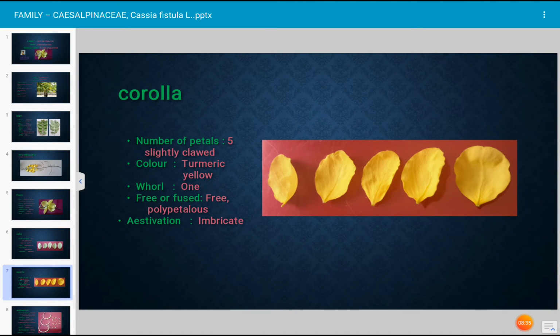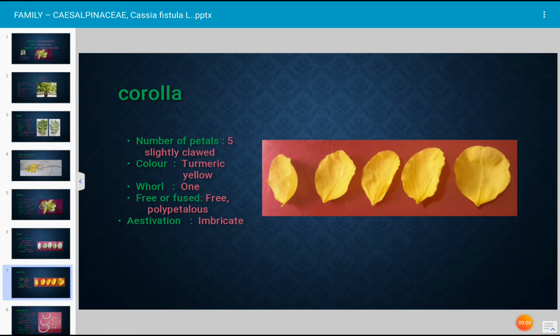These are the corolla lobes. Corolla consists of petals. The petals are of near about similar shape but different size, and the petals are slightly clawed. Small stalks are there at the basal region. Such petals are described as clawed petals, and the color is turmeric yellow, very beautiful yellow. The petals are arranged in the flower in a single whorl.